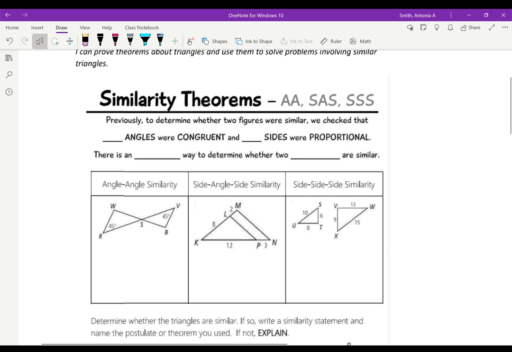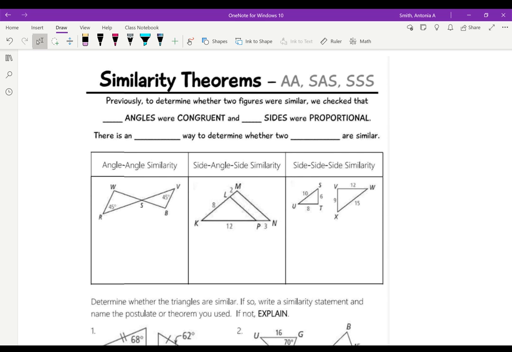All right, so previously, to determine whether two figures were similar, we checked that all angles were congruent and all sides were proportional, right? We set up those ratios and checked to see that they were the same, okay? But there's an easier way to determine whether two triangles are similar. Okay, and there's three different similarity statements that we use.